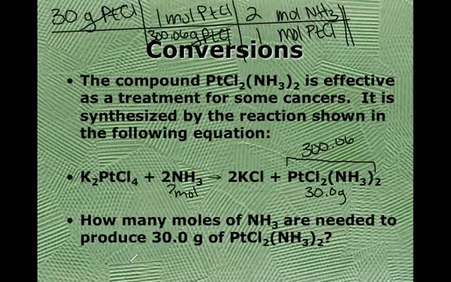So 30 divided by 300.06 times 2. Multiplying by 2, the coefficient right here. 60 divided by 300.06. That's 0.1999 moles of the platinum compound. Nope, that's not right. That'd be moles of NH3, right?